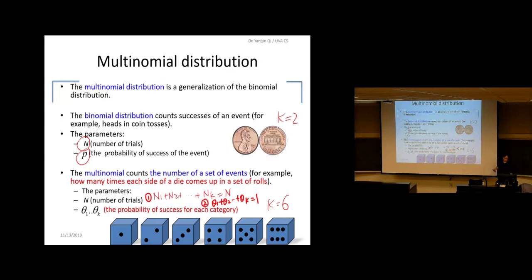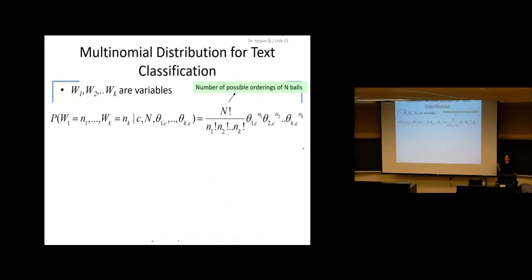And the parameter in the end, in this case, is this theta 1 to k vector, the probability of each elementary event, how likely they appear, and the parameter of the number of times you observe that event. Okay, and then how do you write this joint probability, which is super easy, right?